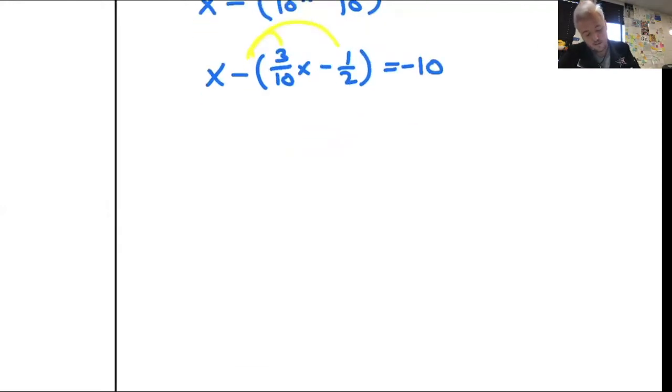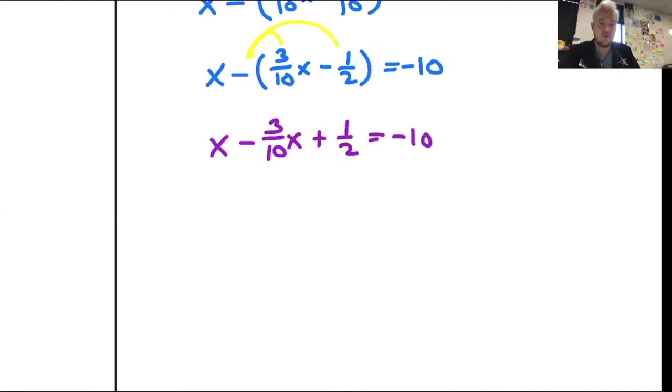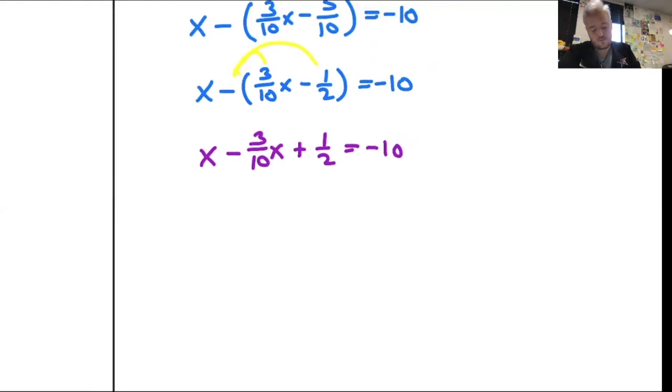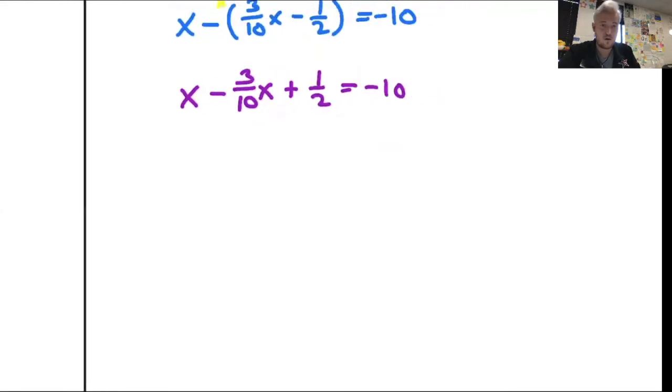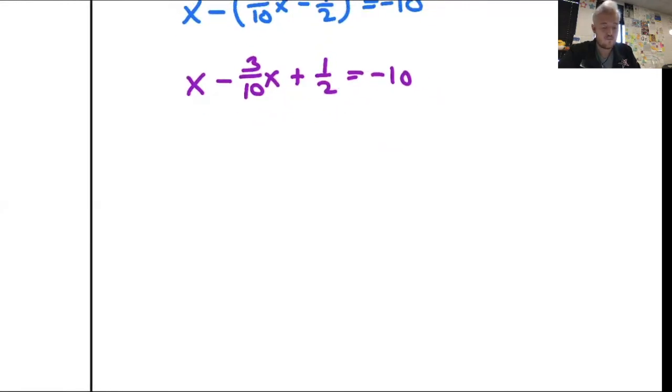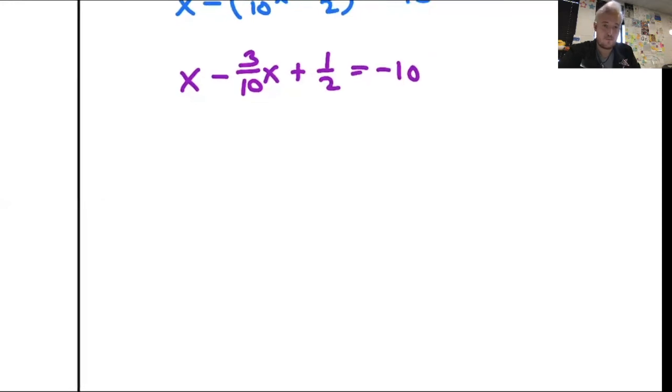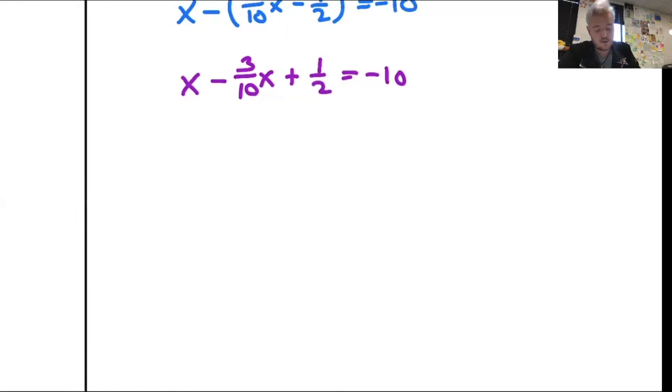So when I distribute that negative, x minus 3/10 x plus 1/2 equals negative 10. All right, so let's try options. One thing I think will benefit everyone: notice how you have a fraction like this with 10 in the denominator. So I'm going to multiply everything by 10 just to get rid of the fractions, get them gone. Just multiply everything by 10.